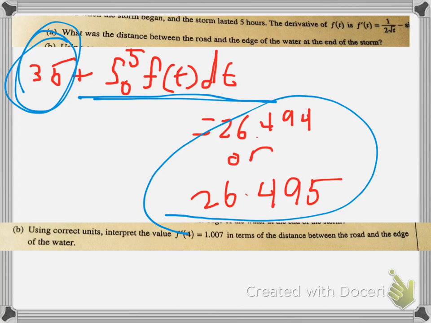Part B. Using the correct units, you have to interpret the value of f prime of 4, which equals 1.007, in terms of the distance between the road and the edge of the water. So the easiest way to answer this is that after 4 hours of the storm, or from the beginning, the rate of change is 1.007 in meters per hour squared, because this is the acceleration of the rate. It's the rate of the rate, which is acceleration, so the bottom unit will always be squared.